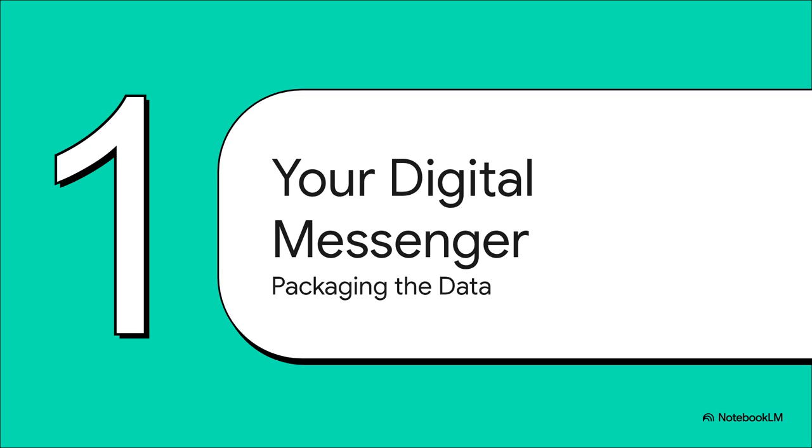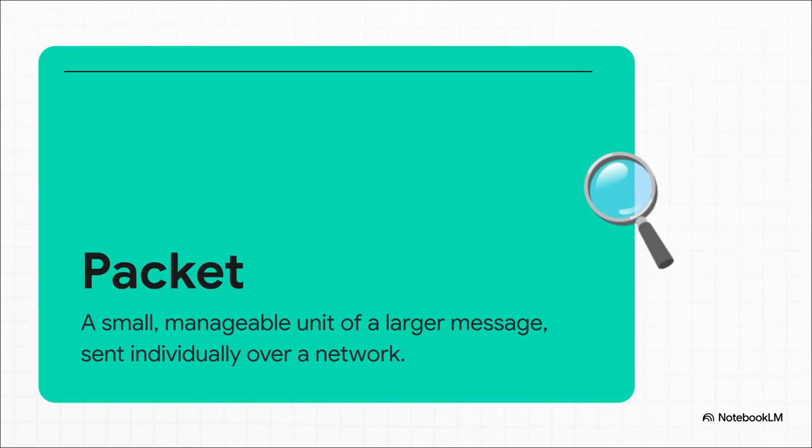Okay, first things first. Before our digital letter can go anywhere, it needs to be packaged and addressed correctly. This first step, preparing the data for its big trip, is what makes the whole rest of the journey even possible. Here's the thing. A big message, like a really high-def photo, can't just be sent all at once. It's too clunky. Instead, your computer is smart. It chops it up into these tiny, super efficient pieces called packets.